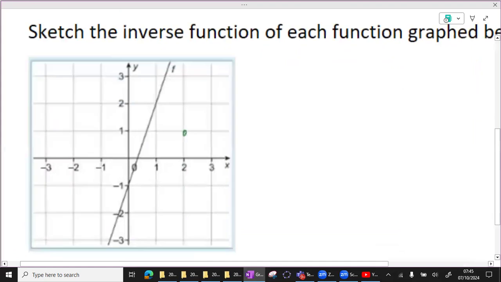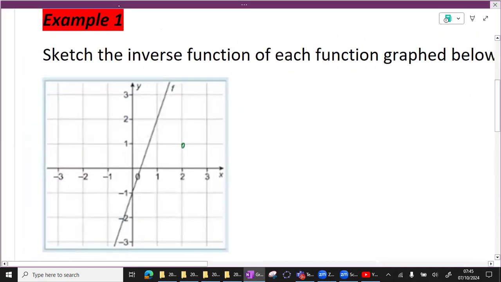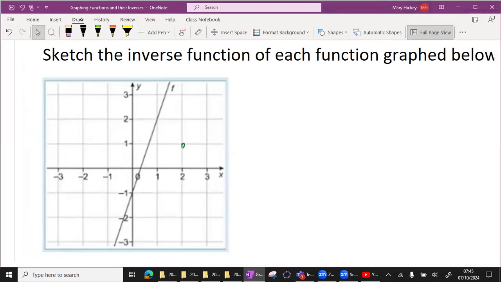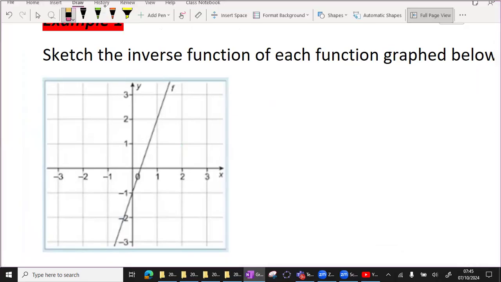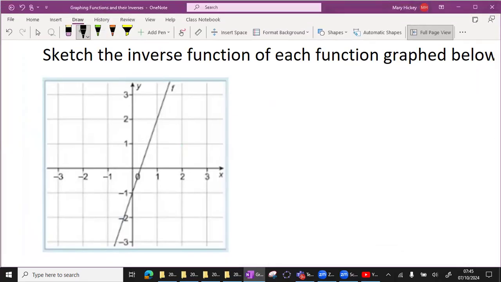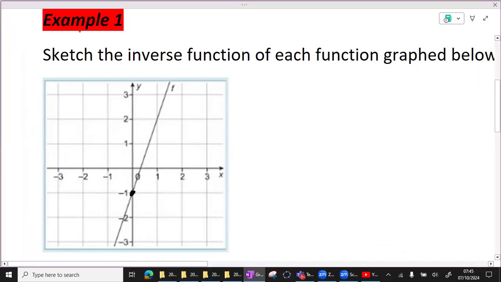So how would I sketch the inverse? Well, what I would do is I'd find any points on the graph, maybe three or four of them. So let's start with, say, this one here. So very clearly, I know that is the point 0, -1. Up here, for example, that's the point 1, 2. I could pick others, but because it's a straight line, 2 is enough.